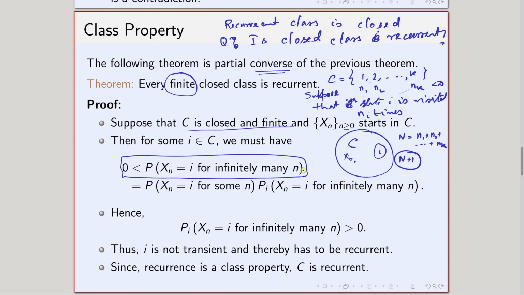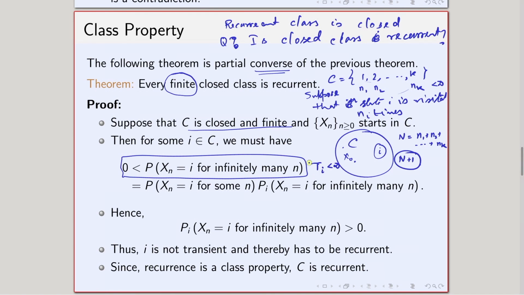And that basically says that, starting from any state, it does not matter from where I start, at least one of the states has to be visited infinitely many times with positive probability. So, there exists a state i in C such that state i will be visited infinitely many times, no matter where I start. That means the probability that xn equals i for infinitely many n has to be greater than 0. Now, let us use the strong Markov property.